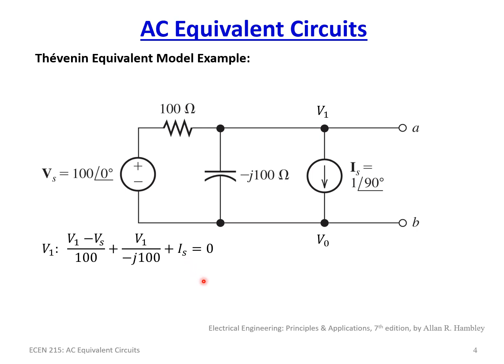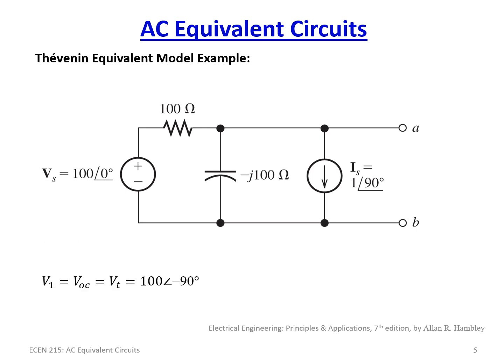Using that, we now have this equation, and we just need to solve for V1. So let's stick in the actual values for Vs and Is, and we end up with this. V1 is equal to the open circuit voltage, which is also known as Vt. If you go through the math and do the algebra, you end up with V1 equal to 100 at minus 90 degrees.